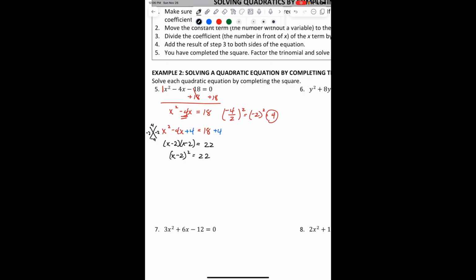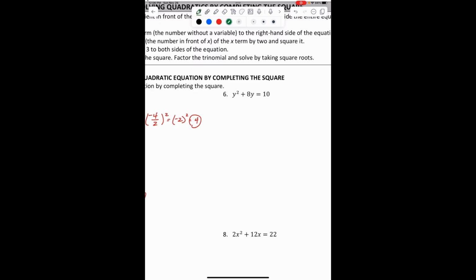And then now we're exactly where we were in those last examples, right? We can take a square root, have x minus 2 equals plus or minus the square root of 22. And if we add that 2 over, 2 plus or minus the square root of 22. And we can't simplify the square root of 22, so we're done. Okay, and again, 2 answers. It's a quadratic, it's squared. So 2 plus square root of 22, 2 minus square root of 22. 2 different answers, okay?